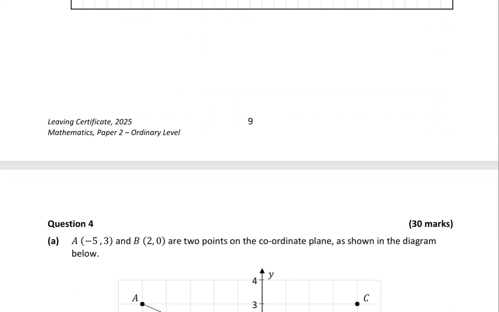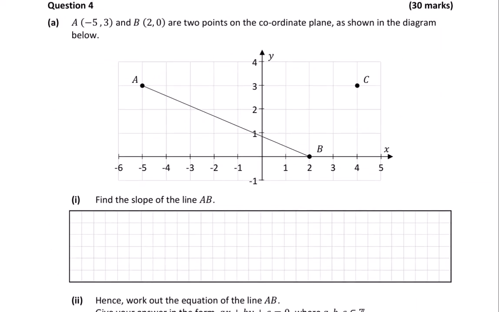The next question, question 4. A is -5, 3, B is 2, 0, are 2 points on the coordinate plane as shown in the diagram. We also have a point C out here as well. Find the slope of the line AB.